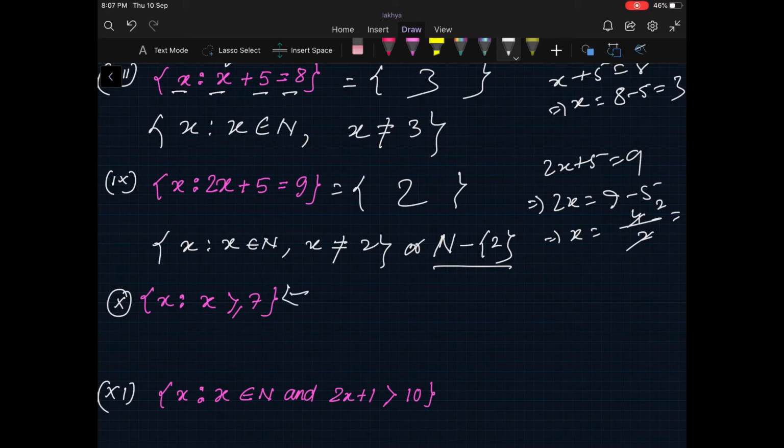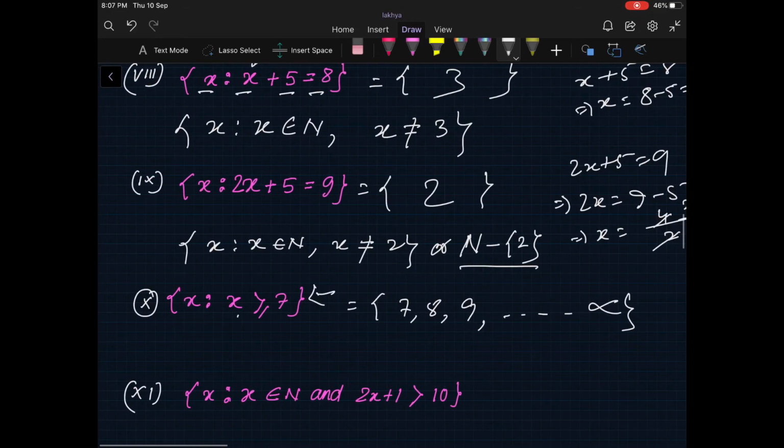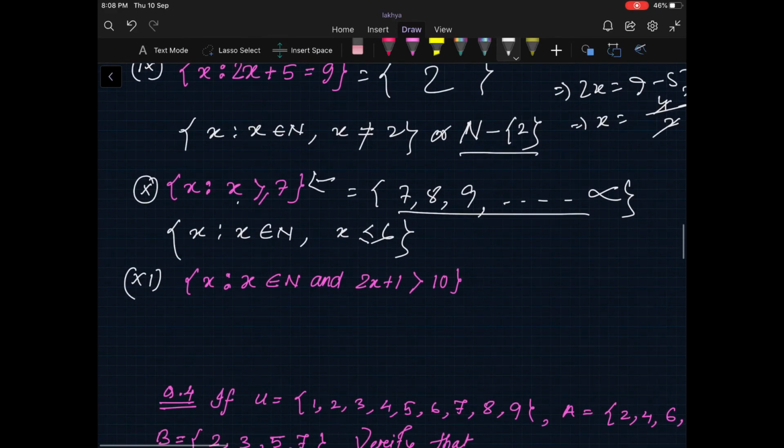Okay, so now what is the complement of this set? x such that x is greater than or equal to 7, that means it is a set containing 7, 8, 9, 10, dot dot dot up to infinity. So its complement should be what? x such that x belongs to N where x is less than or equal to 6. Because these elements should be eliminated from the universal set, which is the set of all natural numbers.